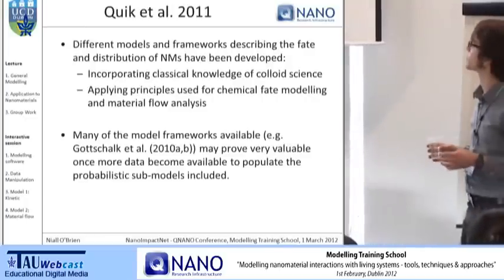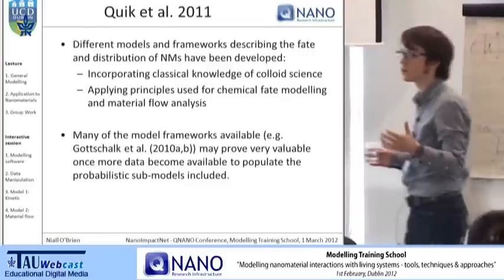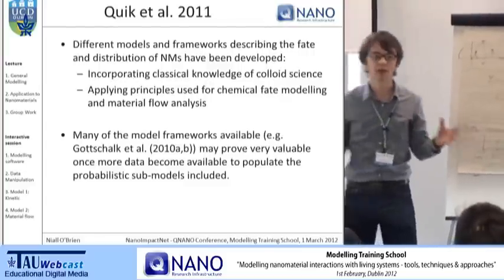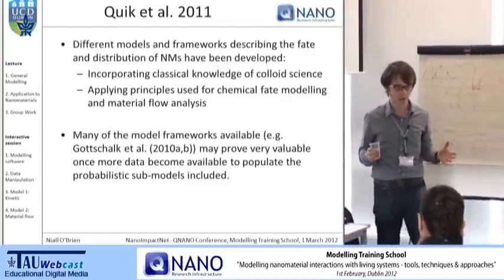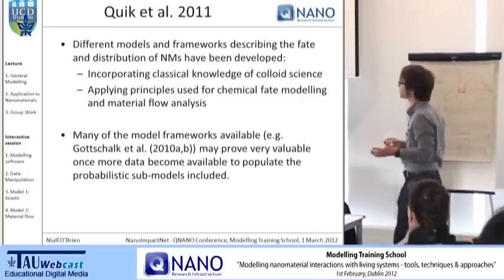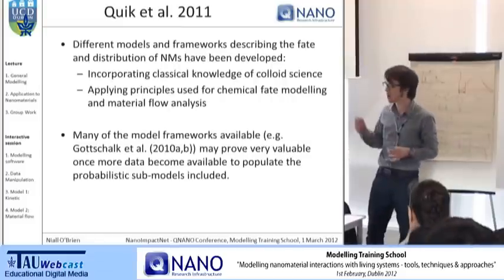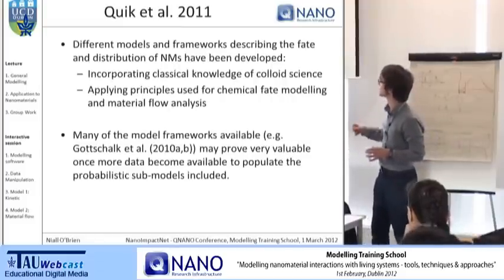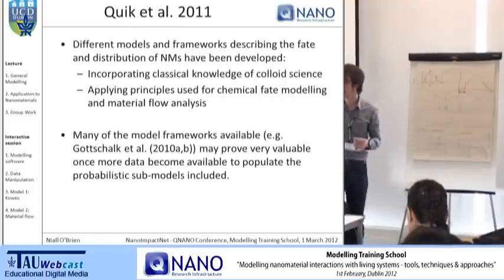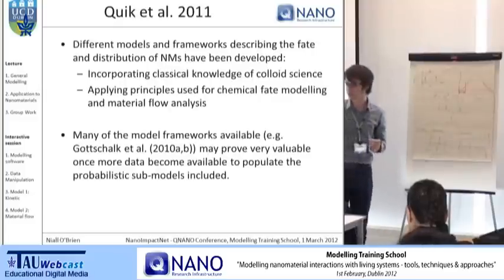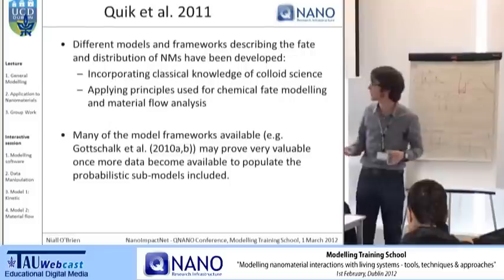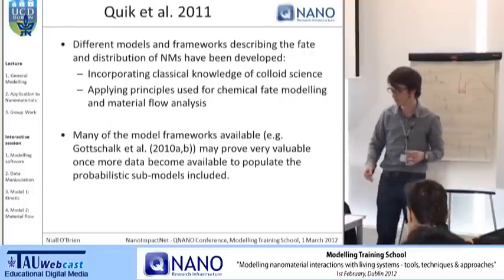Many of these model frameworks, while useful now, and they definitely are, give us an order of magnitude estimate of what kind of exposures we're going to be exposed to. They may prove very valuable once more data becomes available to populate these probabilistic submodels. So we need some rate constants. We need some first order, second order rate constants to populate these models so we can get a better idea and reduce the uncertainty.